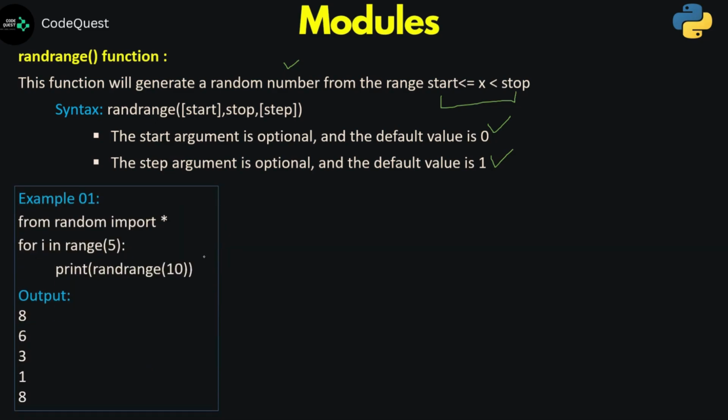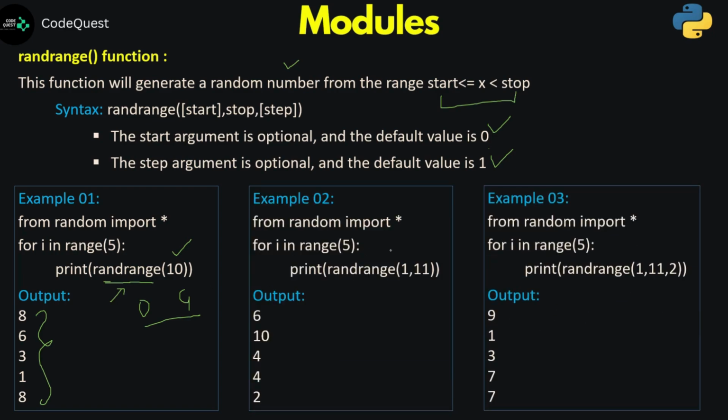Now let us see. Here I am calling the randrange function by specifying only the stop value. There is no start, there is no step. So by default, it is going to take everything from 0, because the start value is not given here, till less than 10, that is up to 9. So between 0 and 9, any 5 numbers would have been generated, because here I have taken the for loop as range of 5, so this will execute only 5 times.